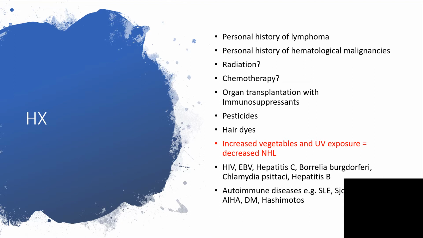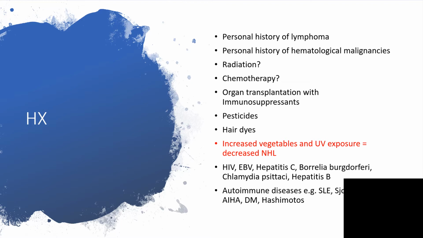Diagnosis of non-Hodgkin lymphoma will start with a very good and thorough history. So you can ask about the history of lymphoma in the person that is presenting. Also, personal history of hematological malignancies, radiation, chemotherapy, organ transplantation with immunosuppressants, pesticides, hair dyes, and of course, history of increased vegetables and ultraviolet light exposure would decrease the occurrence of non-Hodgkin lymphoma.